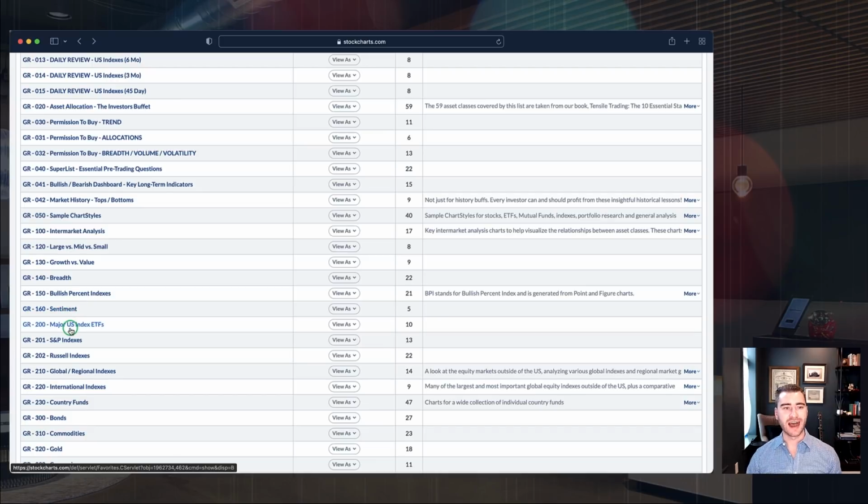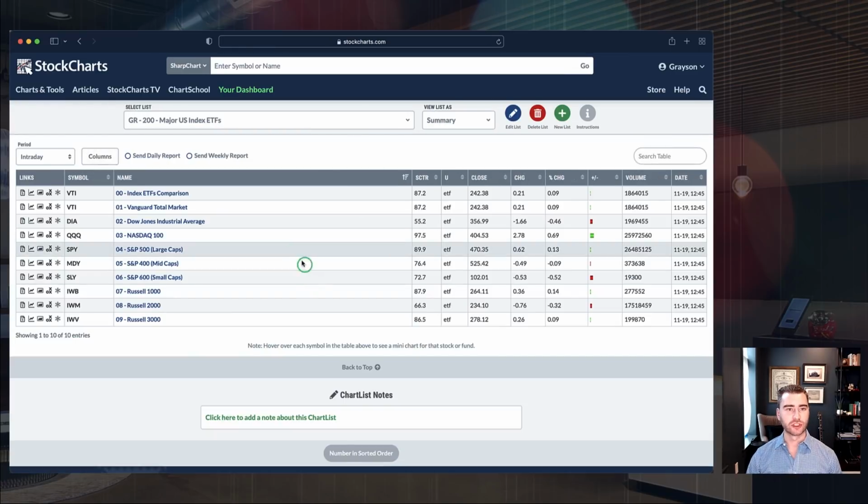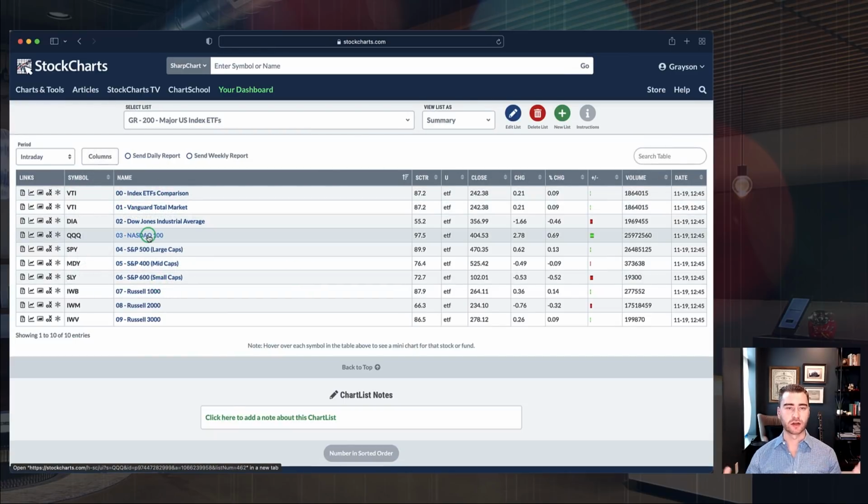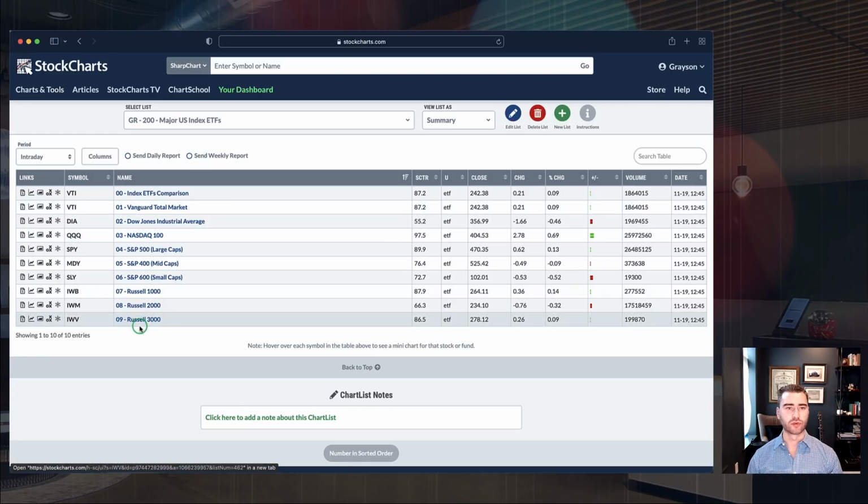And then we can really start to dive into some of those equity indexes. So we have the major US index ETFs. For instance, if we jump into here, you can see all of those right here. So VTI, for instance, the Vanguard total market, starting at the top level of the market, starting at that highest level and drilling down into some of the major ETF versions of those major equity indexes. The Dow, the NASDAQ 100, the S&P 500, large caps, mid caps, small caps, and then all the Russell indexes as well. All of these things are lists that you get included with this chart pack.